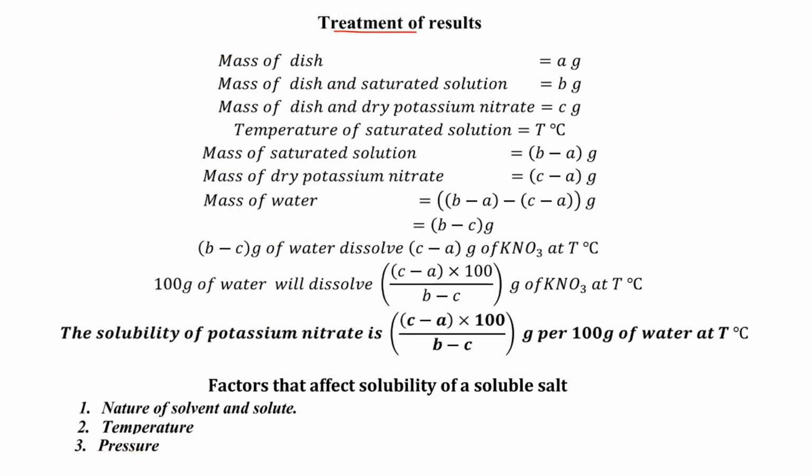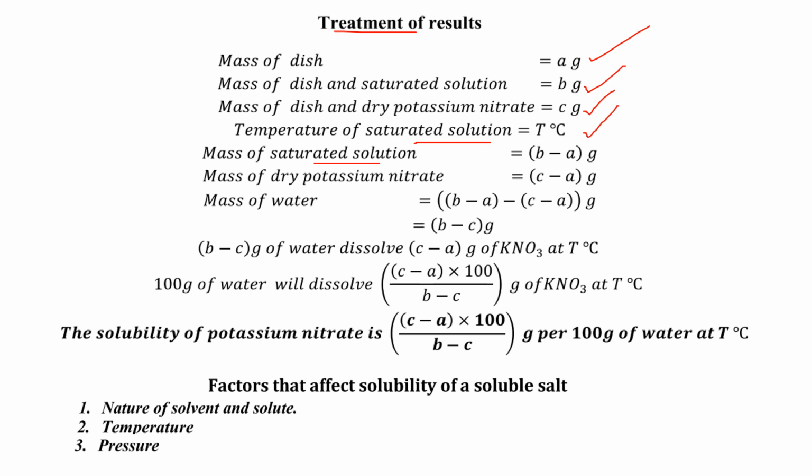Of results, the mass of the dish, we say that it's going to be A grams. Mass of the dish together with the saturated solution is going to be B grams, and the mass of the dish and dry potassium nitrate is going to be C grams. Now the temperature of our saturated solution, we say it's going to be 10 degrees Celsius.